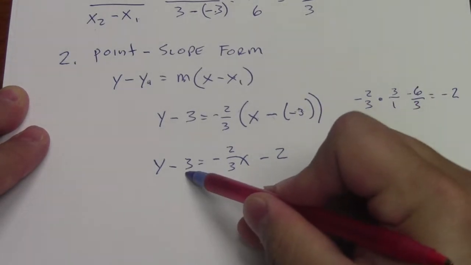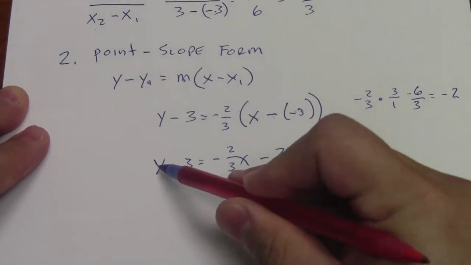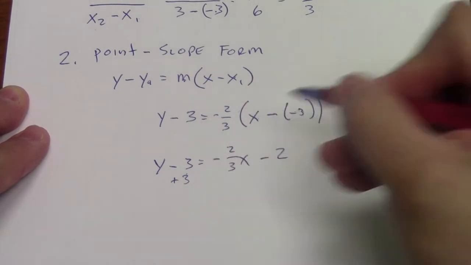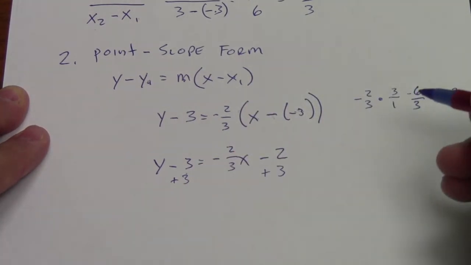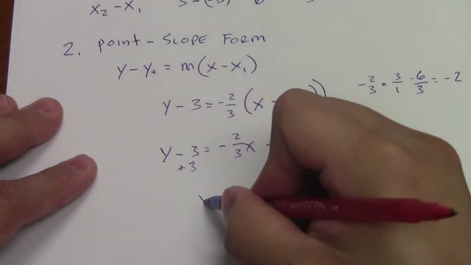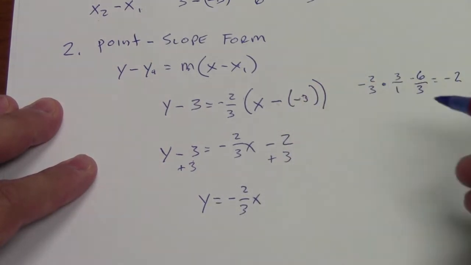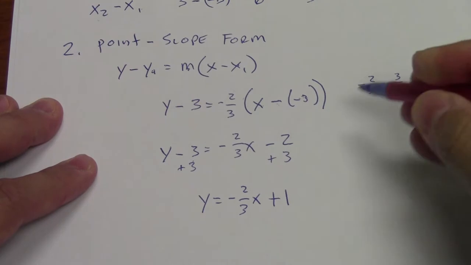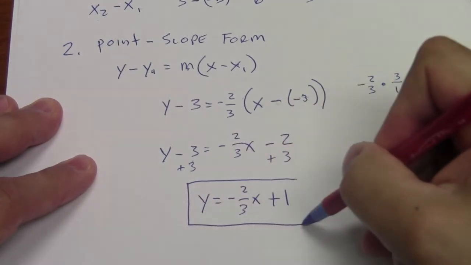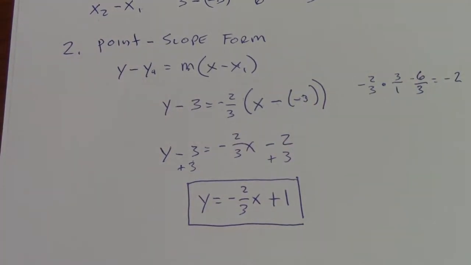All right, so over here, I've got 3 on this side. I got to get y by itself. So I add a 3, I add a 3, and I'm left with my answer. y is equal to negative 2/3 x plus 1. And that's how we write an equation in slope-intercept form.